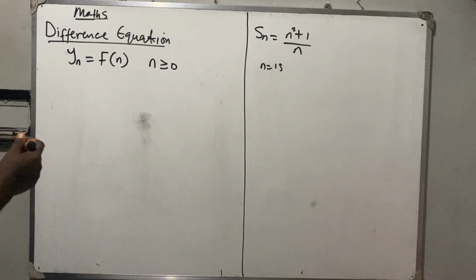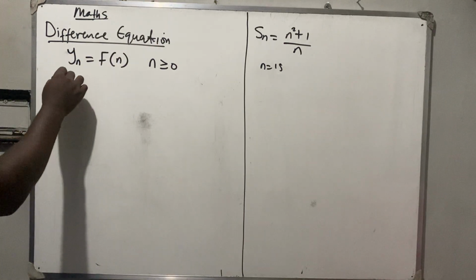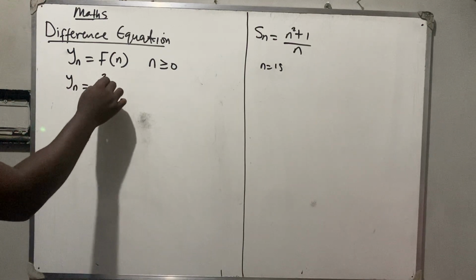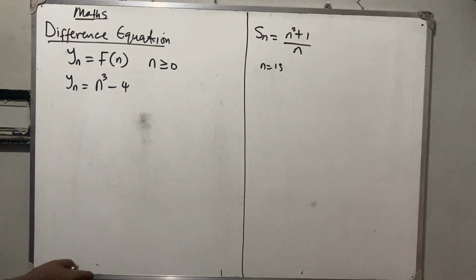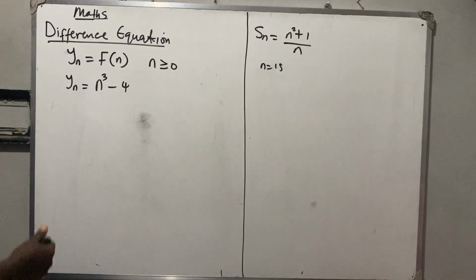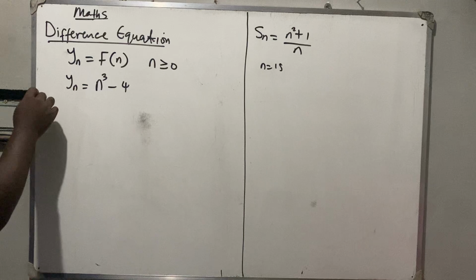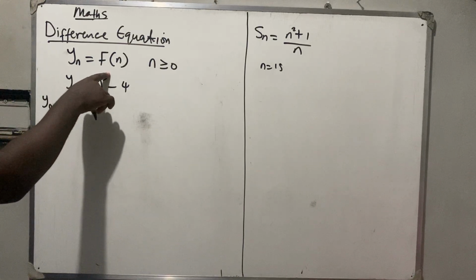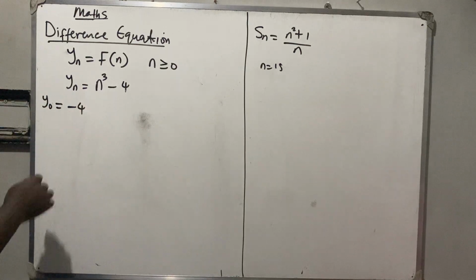So an example of that could be something like this: yn is equal to n raised to power 3 minus 4. So if you are asked to find the first 5 terms of this sequence, or of this difference equation, we will know that n will start from 0 and then the rest of them. So the first term here is y0, and y0 means putting 0 here. 0 raised to power 3 is 0, and then the minus 4 is remaining.